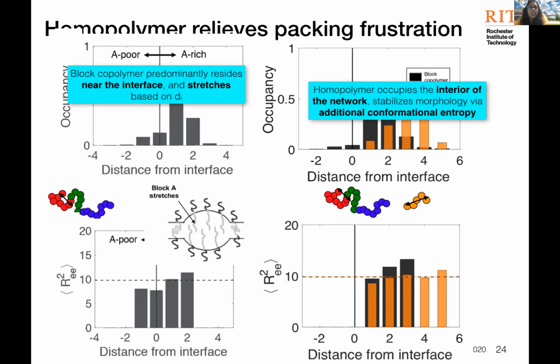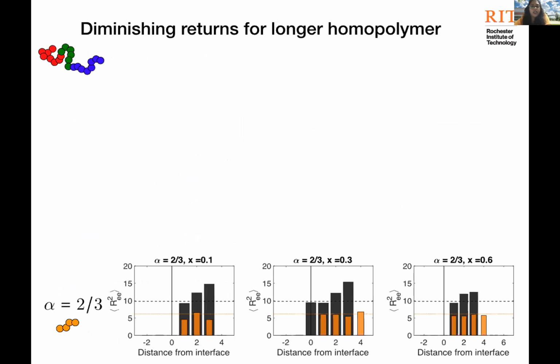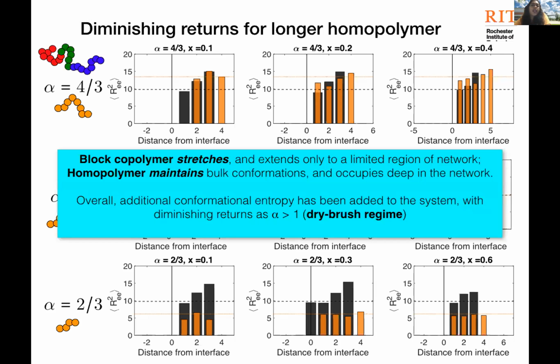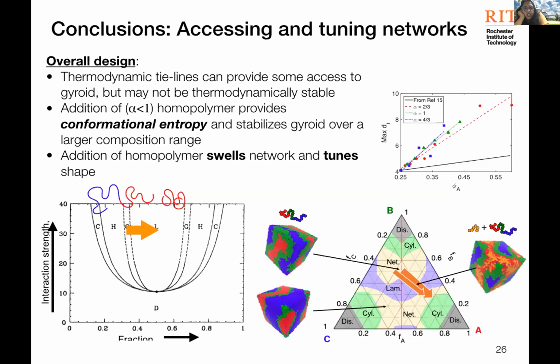So really adding this additional conformational entropy is what I believe really helps stabilize the alternating gyroids at intermediate composition. Okay, but again, you cannot do this willy-nilly. You cannot add a very, very long homopolymer. As the size of the homopolymer increases, or as they go from the wet brush to a dry brush regime, this benefit in conformational entropy starts getting weaker. And so really we want to use conformational entropy, but use it in a smart way.